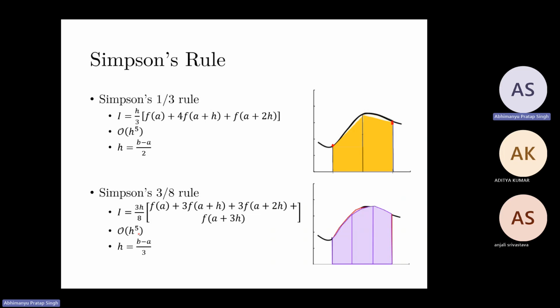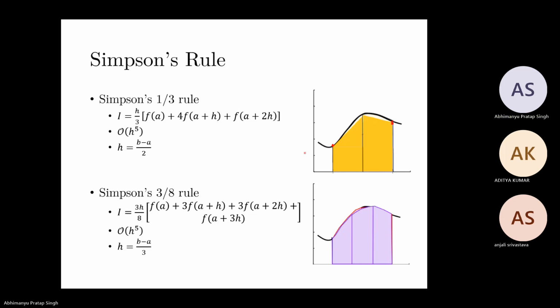But we get much better results because in this case we are still missing out on some part of it, but in the 3/8 rule we are approximating the curve using a third order curve, so it's a much better approximation than a second order or a linear curve.